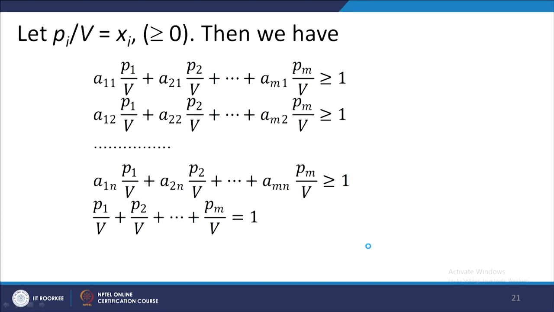Now, let us replace pi by v equal to xi. This is the greater than or equal to 0 scenario, and in this case all the variables are now replaced by pi by v. So, the first variable x1 is replaced by p1 by v, x2 is replaced by p2 by v, and like this. So, the entire system of inequalities has been changed by making this substitution. And this substitution has also to be done for p1 upon v plus p2 upon v plus pm upon v is equal to 1.